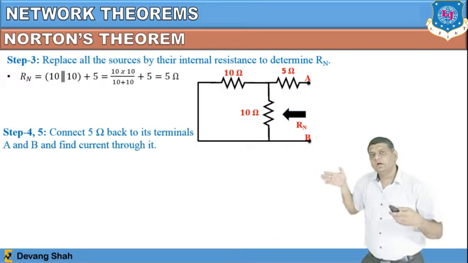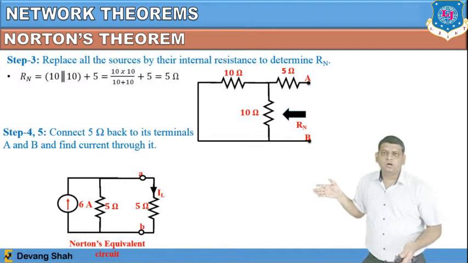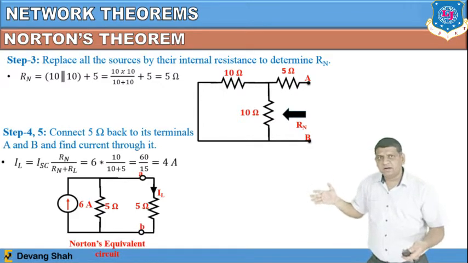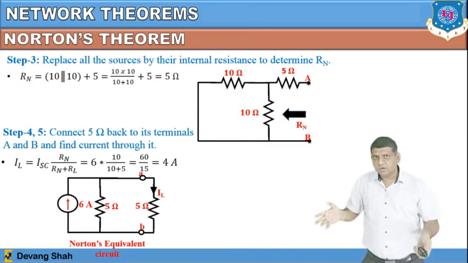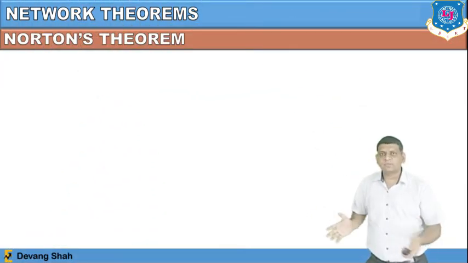And finally you have to connect RL between terminal A and B, and you have to find the load current IL which is passing through RL. So by this equation, IL is equal to ISC into RN divided by RN plus RL. The same equation, you put the value, then you can find 4 ampere current. So this is one example based on all these 4 steps.